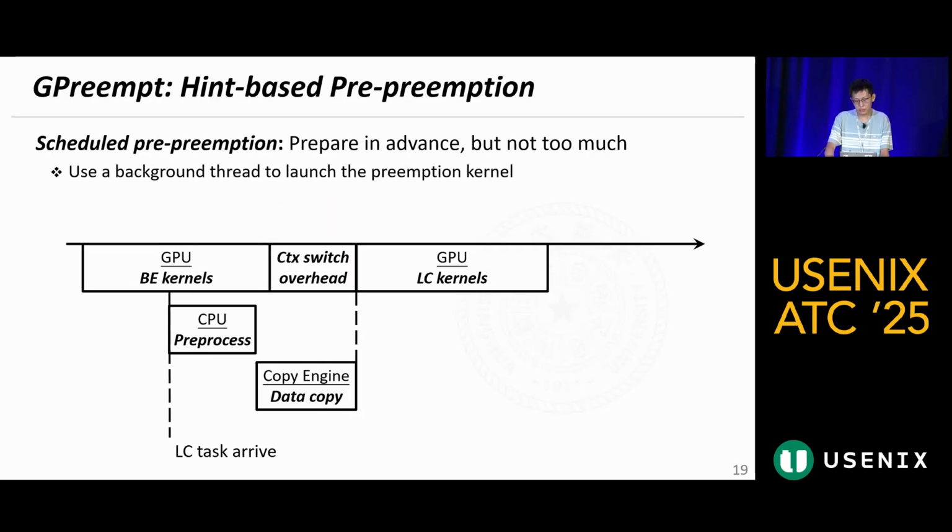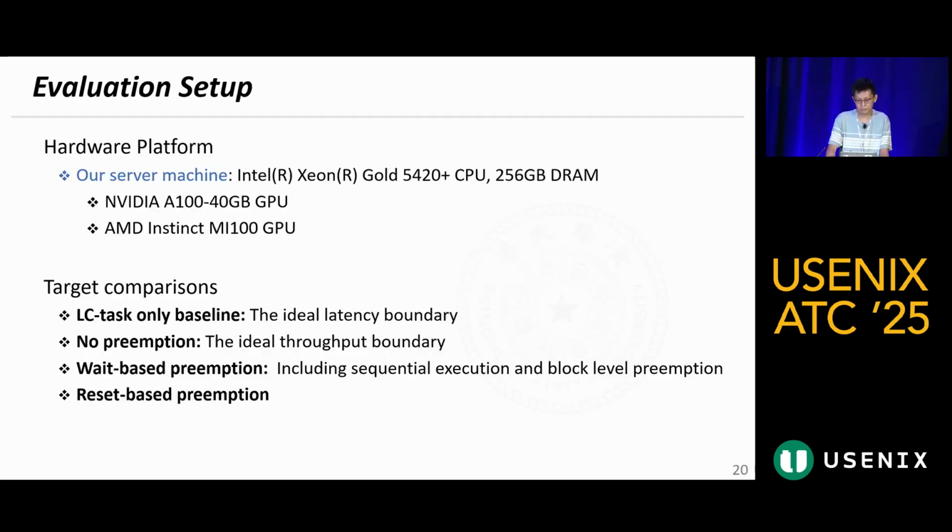So can we postpone the preemption a bit later? We use a background thread to launch the empty kernel. When LC tasks arrive, we just push a receive message to the message queue, which includes the pre-process and data transfer time estimation. The background thread will launch the empty kernel to preempt, according to the switch overhead time, before the data preparation stage stops. By doing so, the BE task throughput can be maximized.